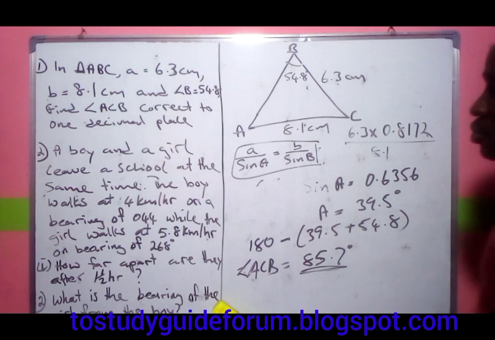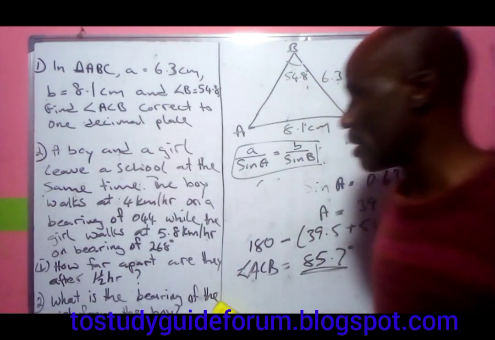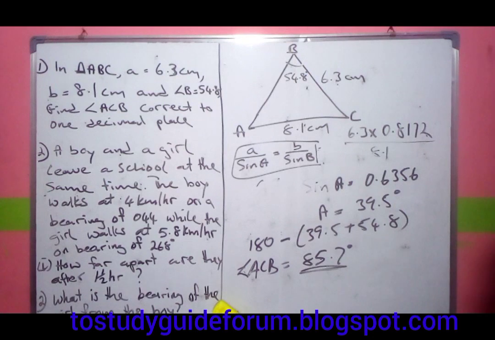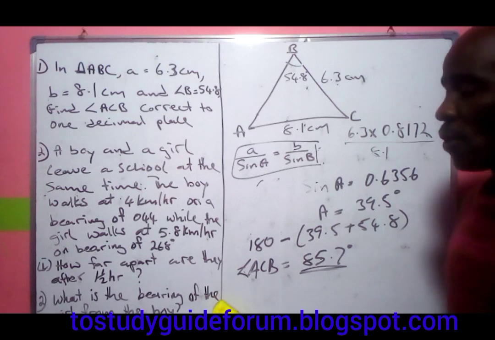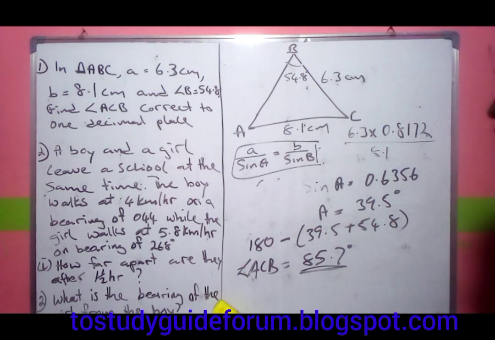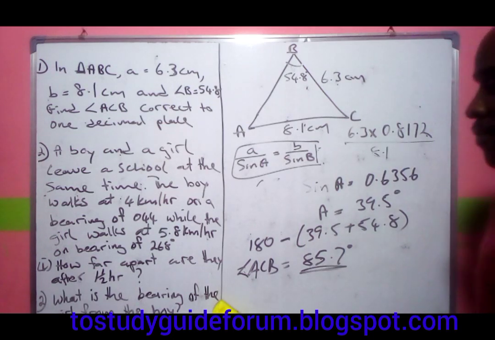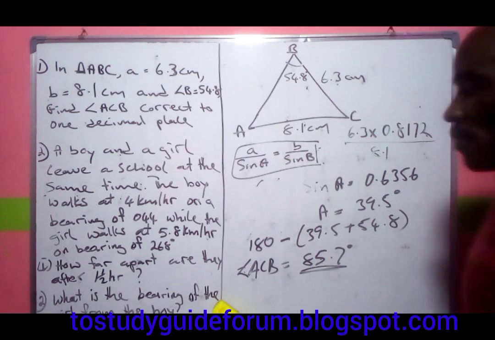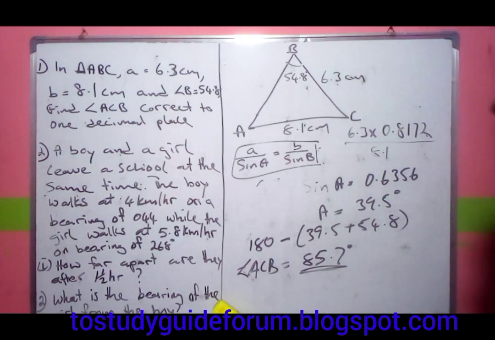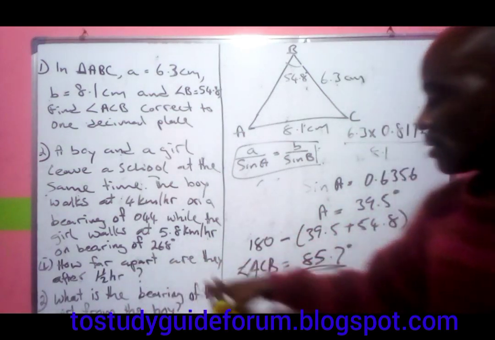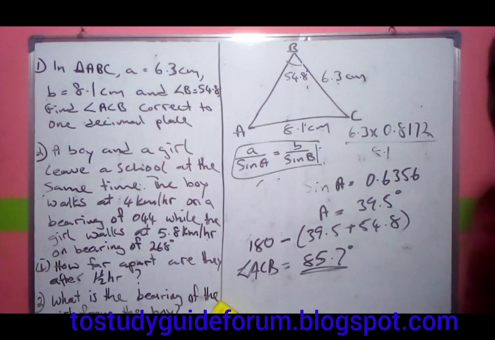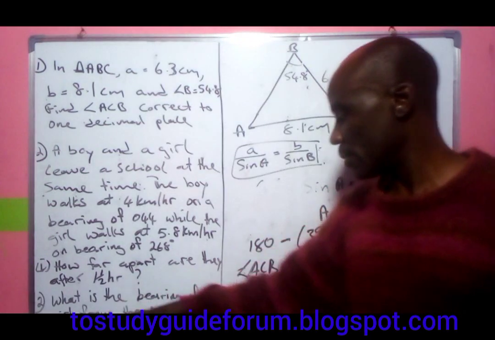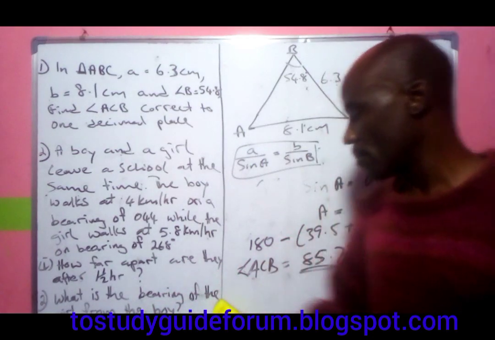So here again, we're going to be looking at the second question. It says that a boy and a girl leave a school at the same time. The boy walks at 4 kilometers per hour on a bearing of 044 degrees, while the girl walks at 5.8 kilometers per hour on a bearing of 268 degrees. The first question asks how far apart they are after 1.5 hours. The second asks what the bearing of the girl from the boy is.